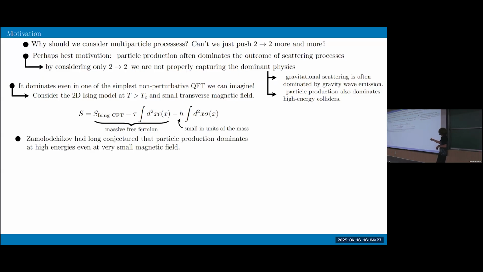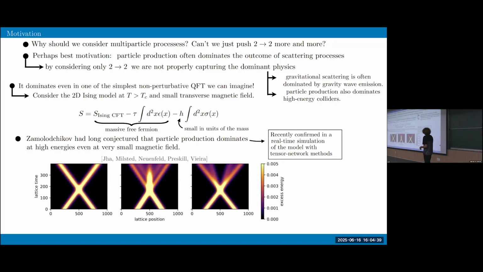So we have a theory that's very close to being free, yet Zamolodchikov has long conjectured that particle production dominates scattering processes in this theory at high energies for arbitrarily small magnetic field. And this has been recently observed in some beautiful real-time simulations with tensor network models, where these authors observed complete inelasticity of the scattering process at high energies and arbitrarily small magnetic field.